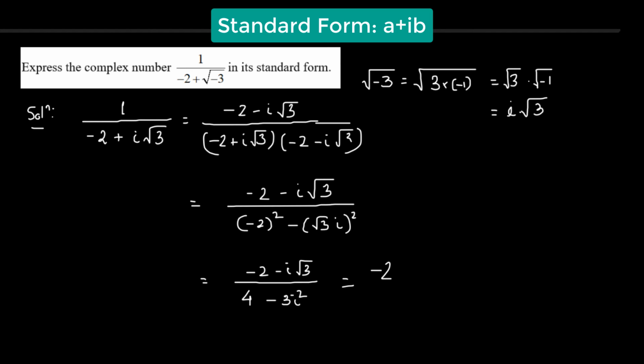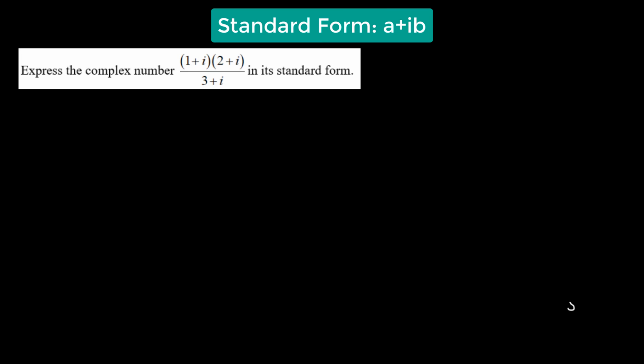and then we can substitute i squared with -1. So that makes it 4 plus 3. So we'll have 7. Then finally we have -2 over 7 plus i multiplied by square root of 3 divided by 7. So this is the final answer, and we have expressed the given complex number in its standard form. Let's go to the next question.